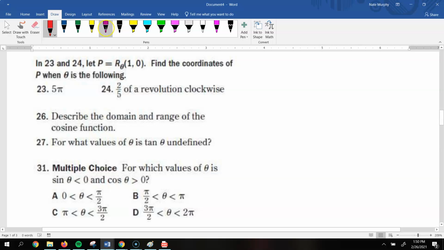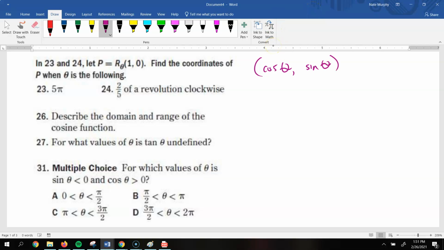All right, let's skip to 23 here. For 23, it says find the coordinates of P when theta is the following. What you want to make sure that you understand is that to find the coordinates, it's always cosine of theta, sine of theta. It always goes in alphabetical order. So the cosine is your x, your sine is your y. An easy way to keep that straight is that the coordinates are already in alphabetical order, your x and your y. So the cosine and sine go in the same alphabetical order: cosine of theta, sine of theta.